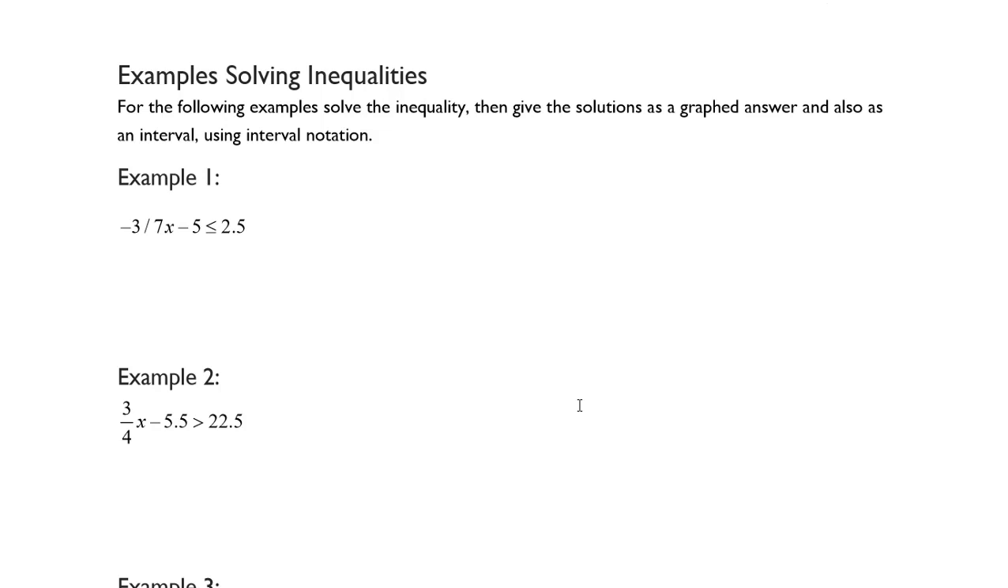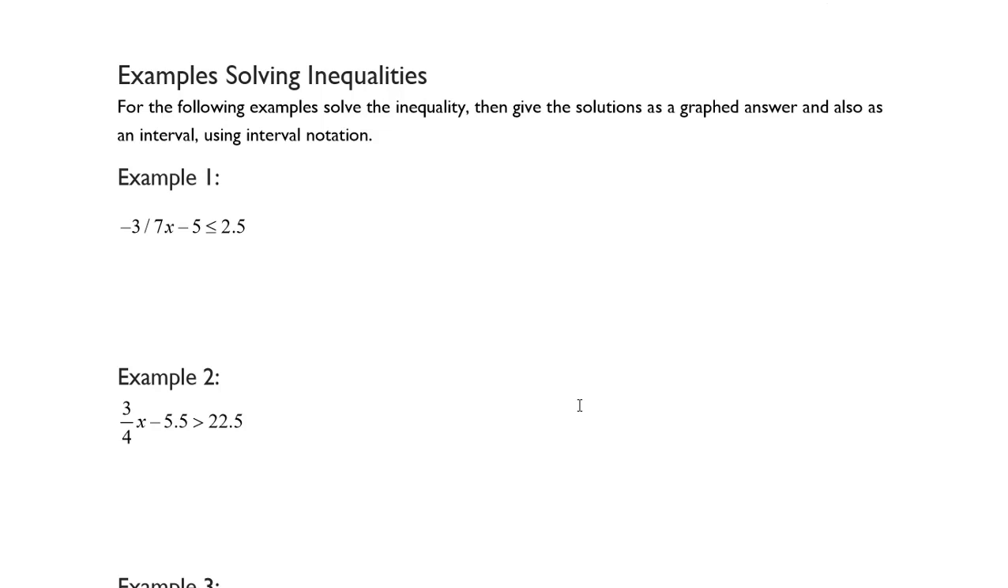So if you feel like you understand how to do this, go ahead and just pause the video and see if you can solve these inequalities on your own first, and then you can watch this tutorial as a check to see if you got any of them wrong, and if you did, how to fix it.